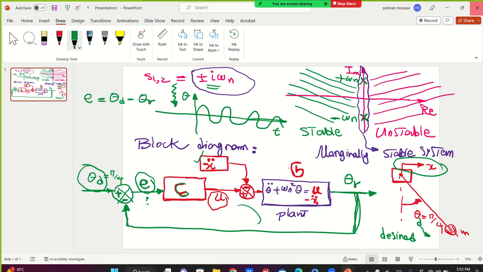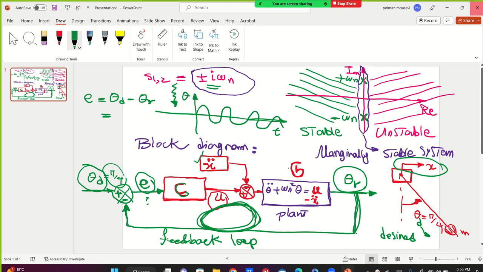And this loop continues until this theta R becomes equal to how much? 40. Yeah. Means this loop, this feedback loop, is being carried out until the error signal becomes how much? Error signal? You tell me. When theta R equals theta D, how much is E?